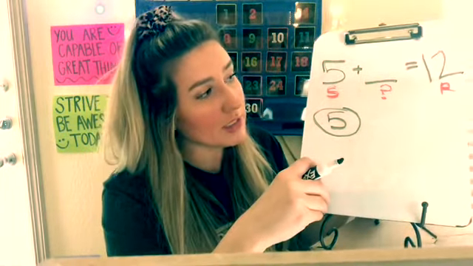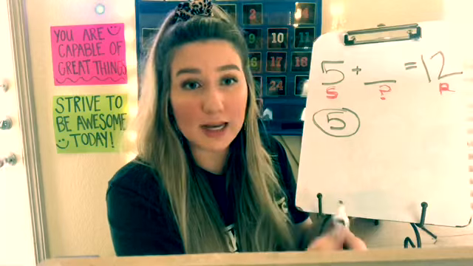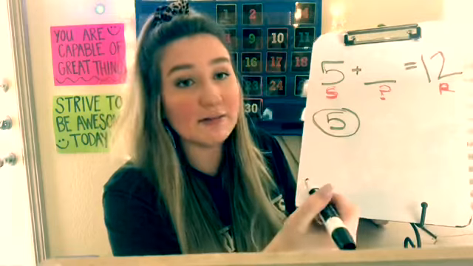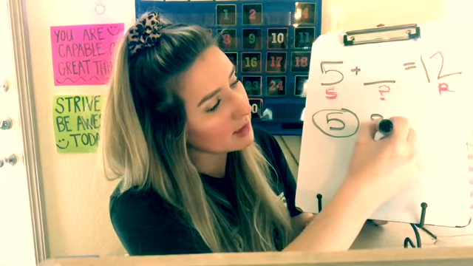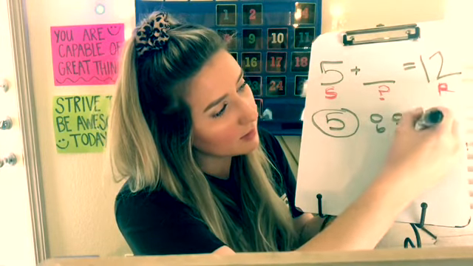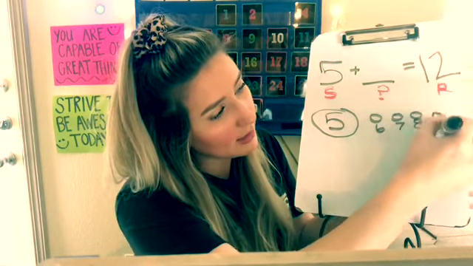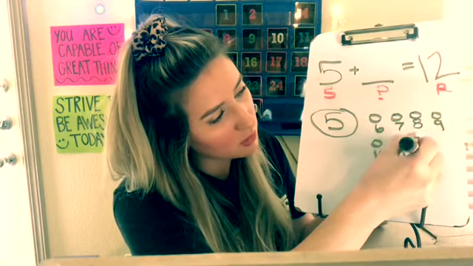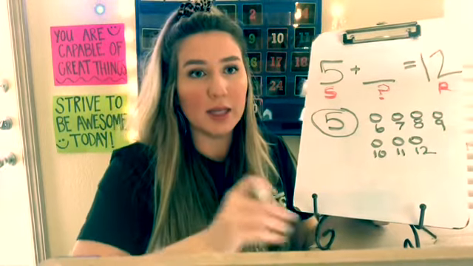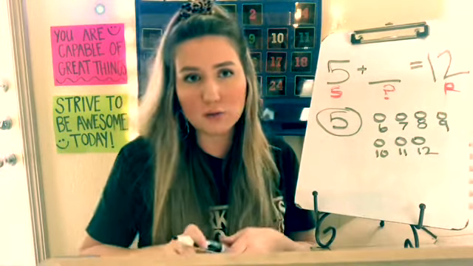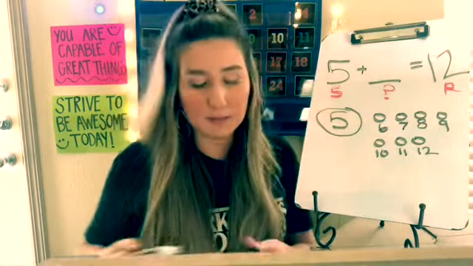So there's my 5. Now, I'm trying to get from here to 12. So I'm going to have to count on to get there, okay? So let's do that. I already have 5, so I'm going to have 6. Make sure you show your counting. 7, 8, 9, 10, 11, 12. Okay? Now, all I see is 5 and 12 right here, which I already have in my equation.